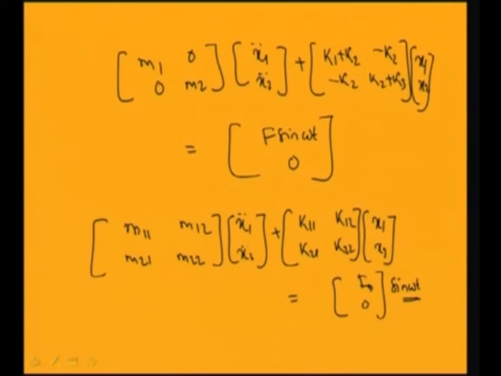For the system we have taken before, in this case the mass matrix becomes m1 0 0 m2 and the stiffness matrix equals k1 plus k2, minus k2, minus k2, k2 plus k3.